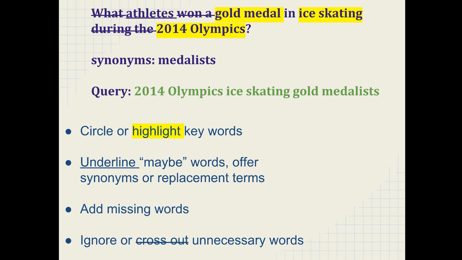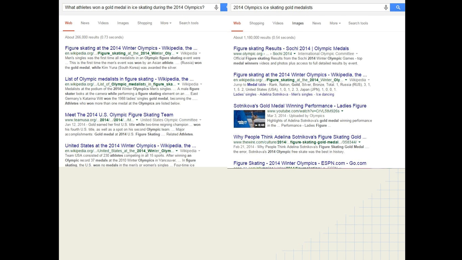I highlighted gold medal, ice skating, and 2014 Olympics, and I underlined athletes, and crossed out my other unnecessary words. I came up with the synonym medalists and replaced athletes and medal with medalists, so my query becomes 2014 Olympics ice skating gold medalist. Now I'm going to show you my side-by-side results.